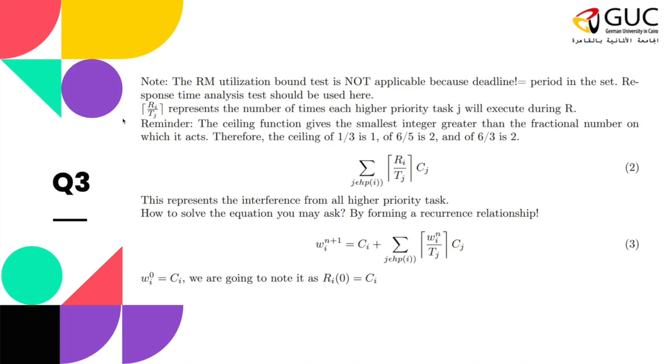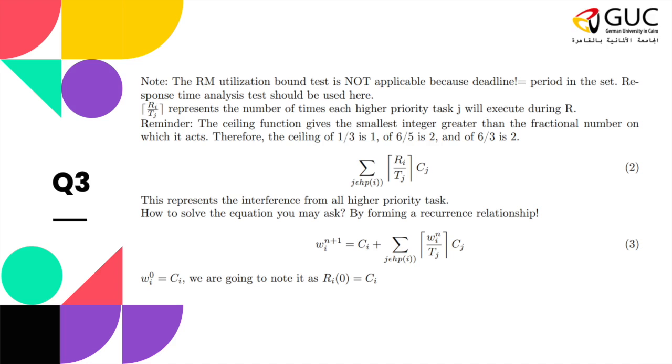So R of I is the response time taken by task I. T of J is the period of task J, and J belongs to HP of I, the higher priority tasks of I. So J is a higher priority task than I, and I'm trying to calculate the response time of I. When I divide the response time of I over the period of J, it tells me the number of times task J will execute during the response time taken by I.